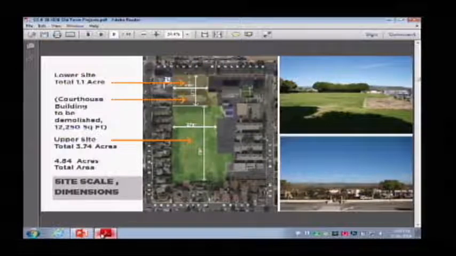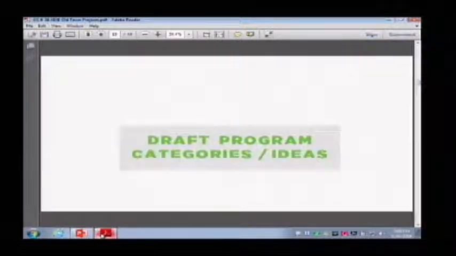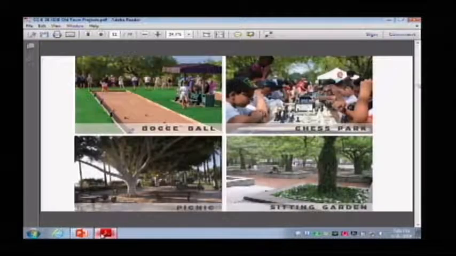Some very brief statistics. There's 1.1 acres on the lower site and 12,000 square feet for the courthouse. So that will basically add a substantial amount to the total site. And then the upper acreage is about 3¼ acres, for a little over 4¼ acres for the total site. One of the things that we see from the upper site, if we walk around on that site, once the courthouse is gone, underneath the ficus trees, there's a really fabulous panoramic view of the mountain range once that building is gone.